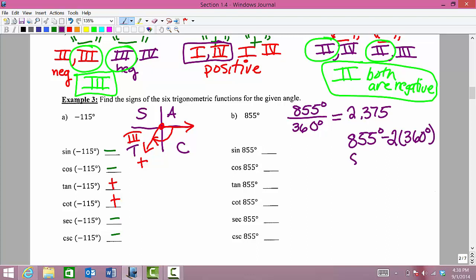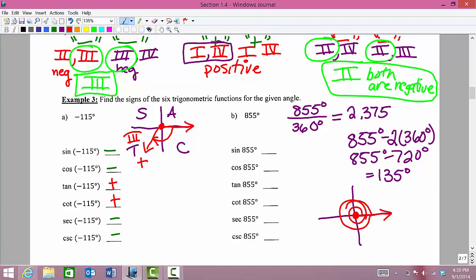So 855 degrees minus two complete rotations of 360 degrees. That would be 855 minus 720, and that gives me 135 degrees. So we know that 855 degrees is coterminal to 135 degrees. It's a positive angle in standard position. So we want to go one complete rotation, two complete rotations, and then we want to go 135 degrees more past those two complete rotations. That puts me into quadrant 2.